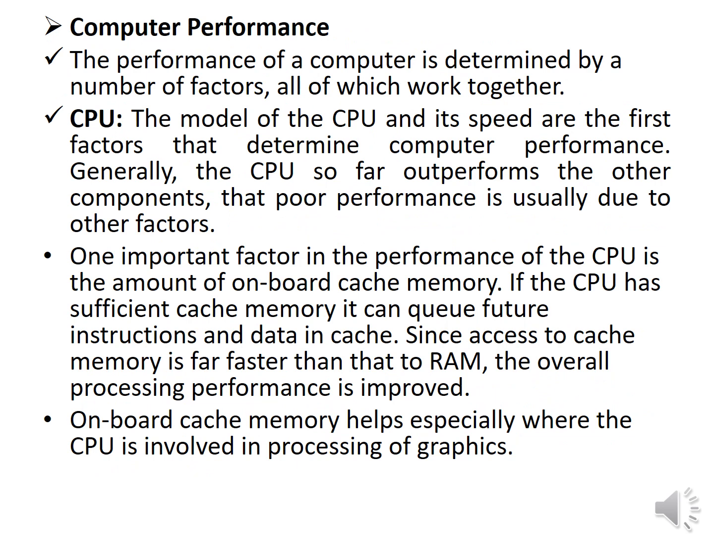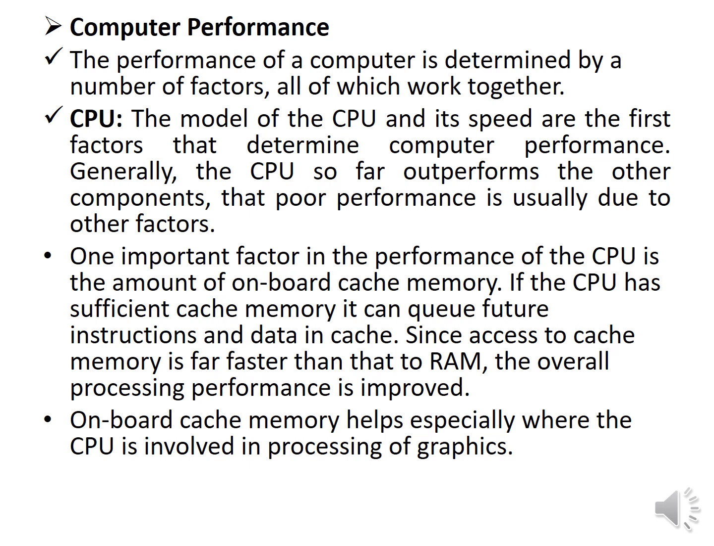Here we are going to talk about the performance of the computer. The performance of a computer is determined by a number of factors, all of which work together. There is the CPU. The model of the CPU and its speed determine the performance of the computer. Generally, the CPU so far outperforms the other components that poor performance is usually due to other factors.